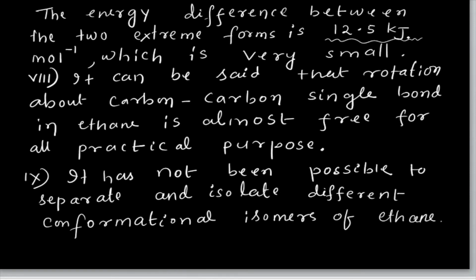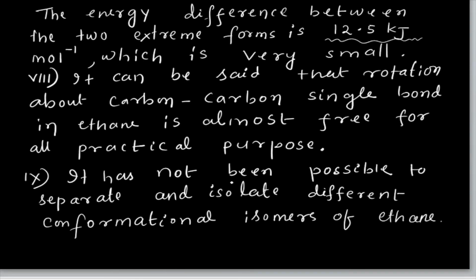So in practice you can observe ethane conformation takes place, carbon-carbon rotation takes place, because the energy difference is very, very small. It cannot affect the free rotation; it is very, very less effective. That is why we can say rotation takes place and conformation takes place in ethane.